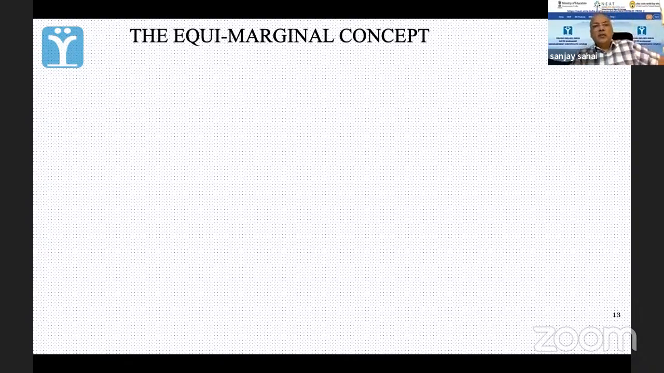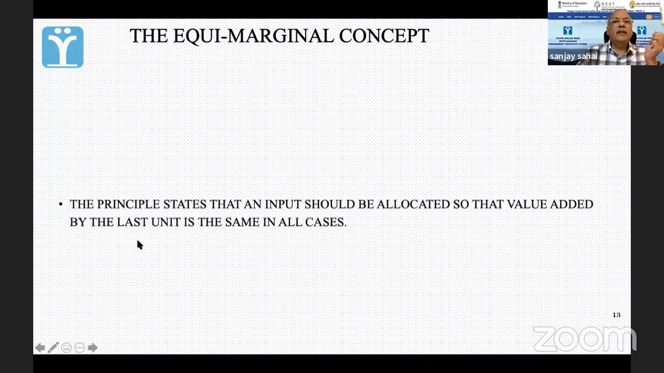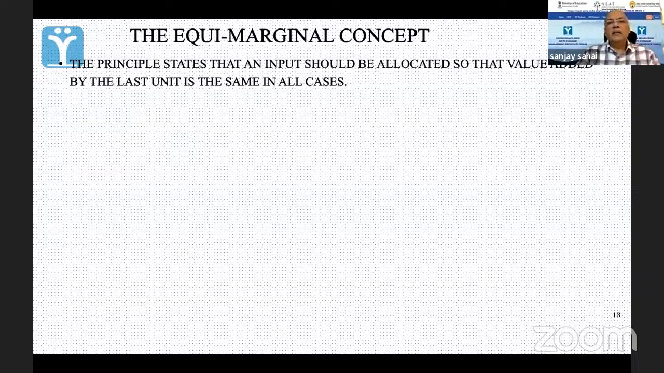So now we come to the marginal concept. The word marginal here is, once again, related to marginal cost and marginal revenue. So the principle states that an input should be allocated so that the value added by the last unit is the same in all cases. That may look a little abstract, but if you approach it through an example and then come back and read this, you'll get a better idea.